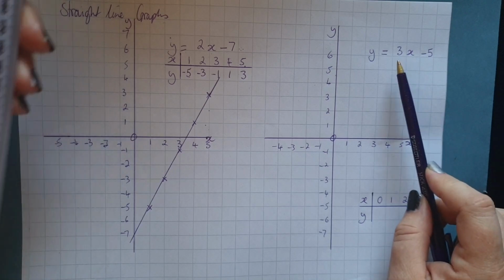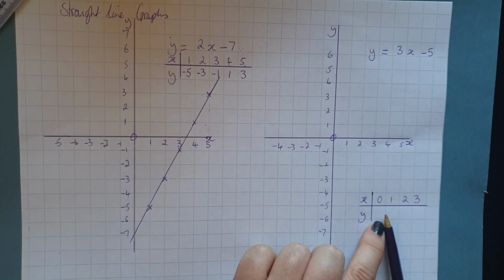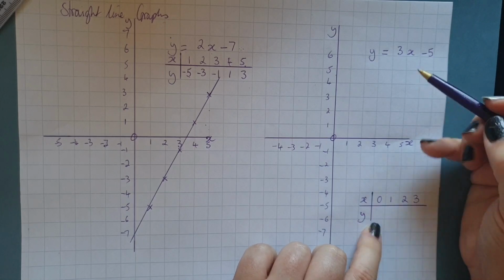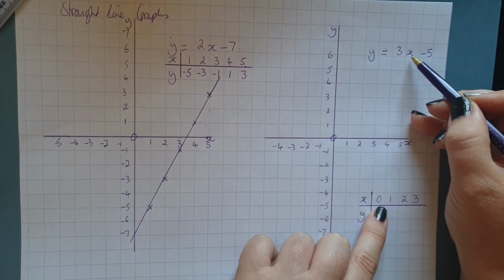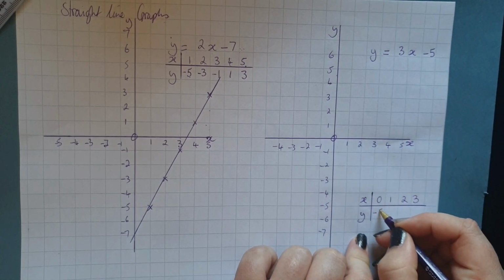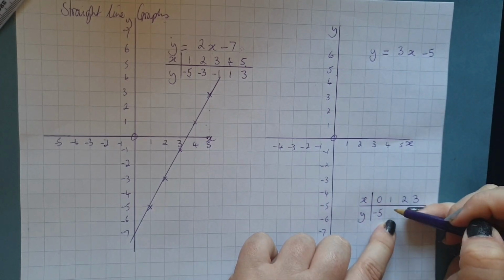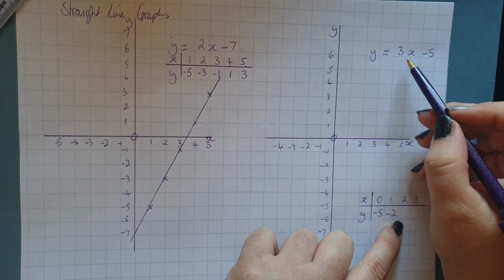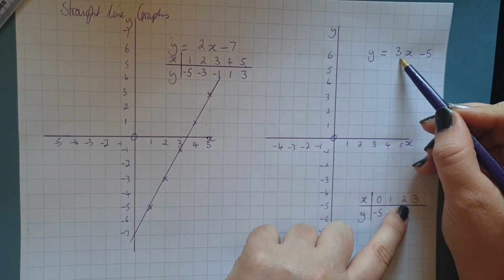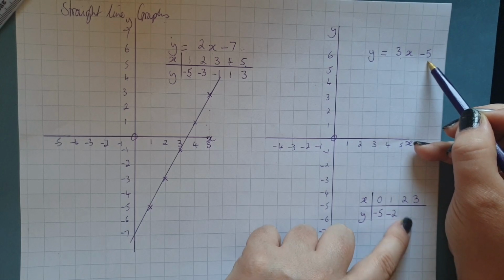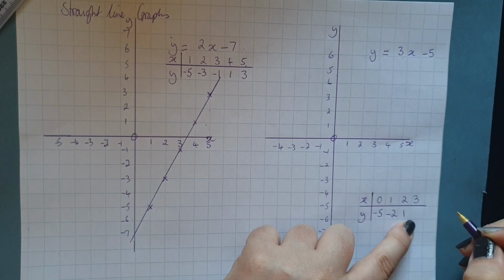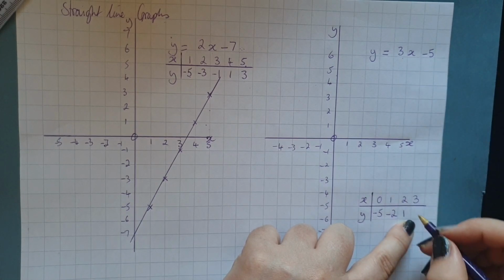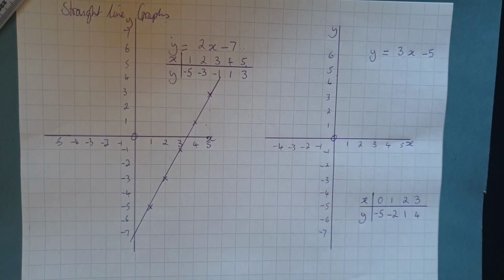Right, so we've got 3x minus 5, and we're told we're looking at the x values 0, 1, 2 and 3. So we substitute in. 3 times 0 is 0, minus 5 is minus 5. 3 times 1 is 3, minus 5 is minus 2. 3 times 2 is 6, minus 5 is 1. Right, that's where we're going to positives. And 3 times 3 is 9, minus 5 is 4.